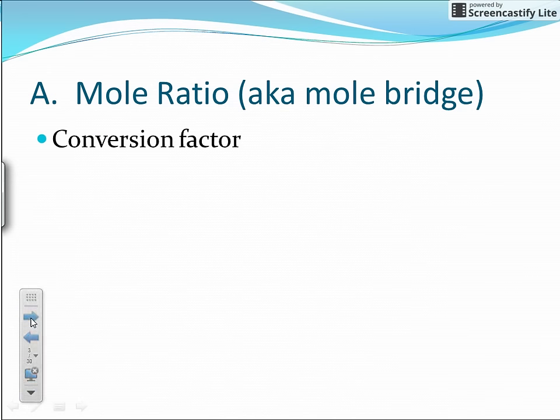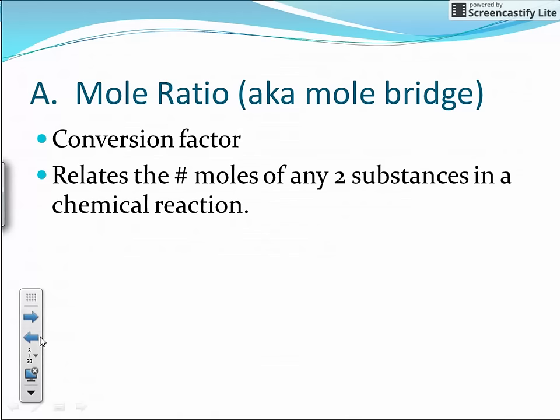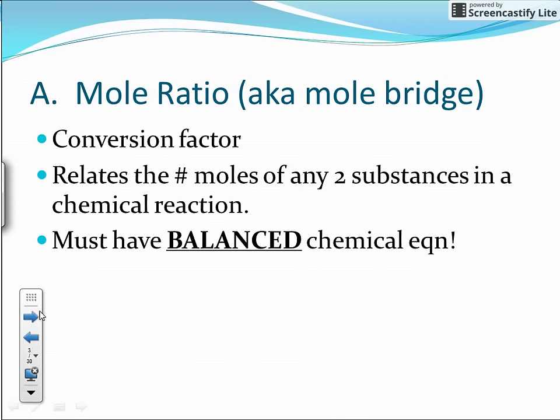The conversion factor we're going to learn about today adds to the conversion factors that we learned about in chapter 10. Remember in chapter 10 we learned how to find the molar mass of a compound, and we learned how to use Avogadro's number as well in a conversion. Well, today we're going to look at a new conversion factor, and we call it the mole ratio. I'm going to refer to it often as the mole bridge because that helps me remember its function. What the mole ratio or the mole bridge does, it relates the number of moles of any two substances in a chemical reaction. The key is you must have a balanced chemical equation to get a proper mole ratio.